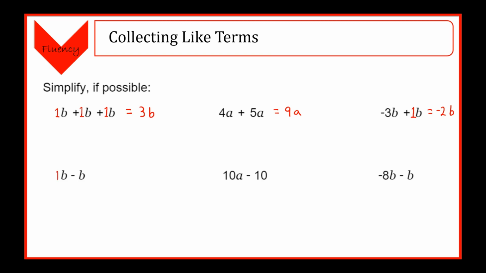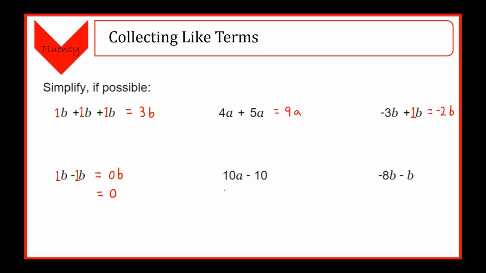Now, b minus b. Remember, there's an invisible 1 in front of every b. So 1 minus 1 is going to be equal to 0. So I should have 0b. However, 0 times any number is still 0. So my final answer should just be 0. So b minus b is just 0. Just like if b was a number, let's say b was the number 5, 5 minus 5 is still 0.